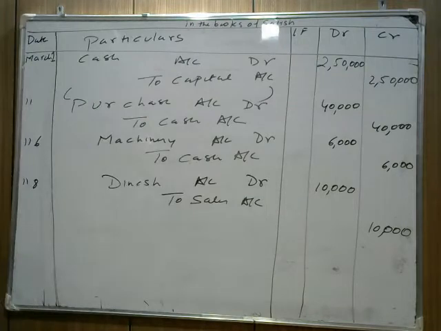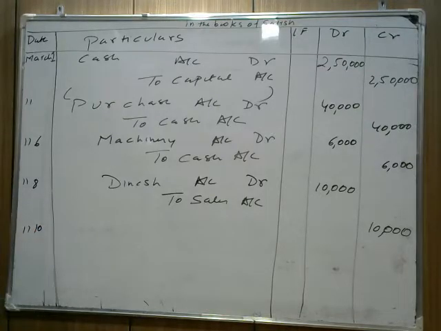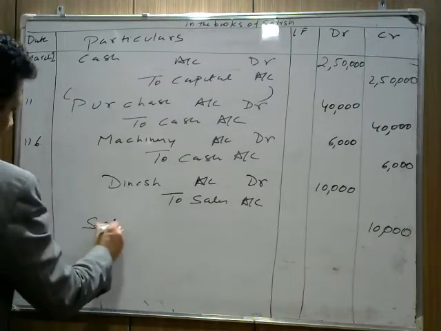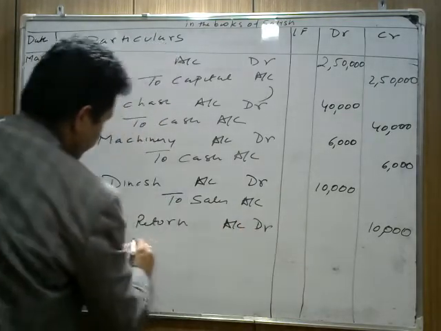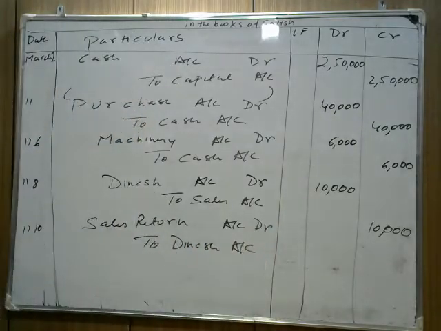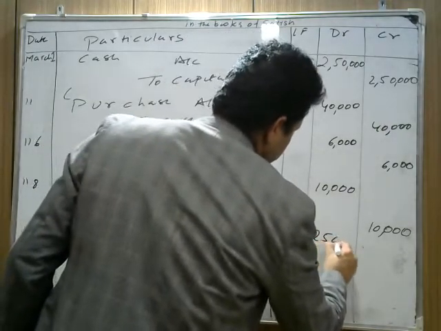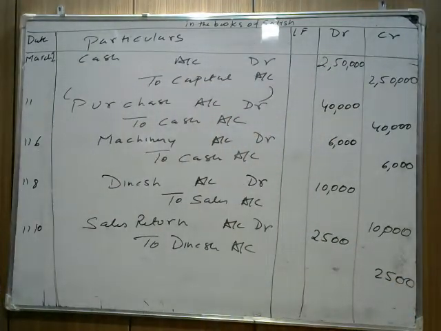Next is on March 10th. Dinesh returned goods. Dinesh returned the goods to us. We had sold to Dinesh, so we write sales return account debit to Dinesh account, being goods returned by Dinesh. So sales return account debit to Dinesh account is 2,500.